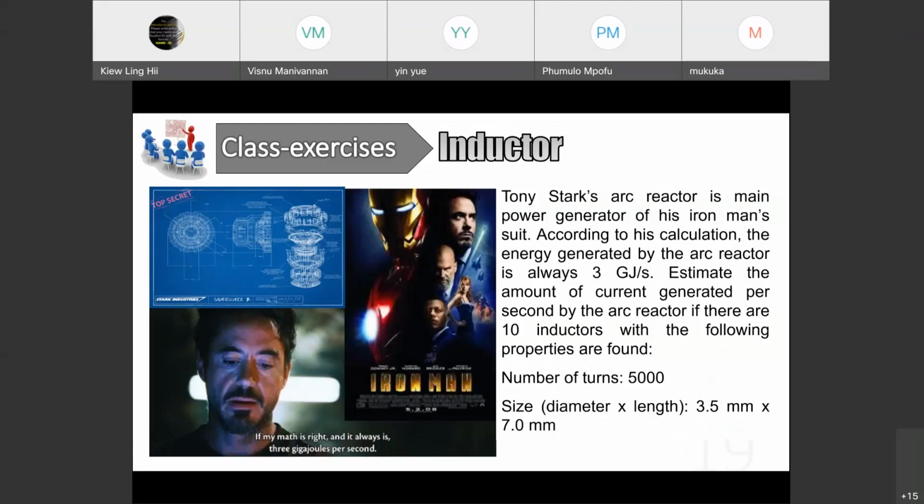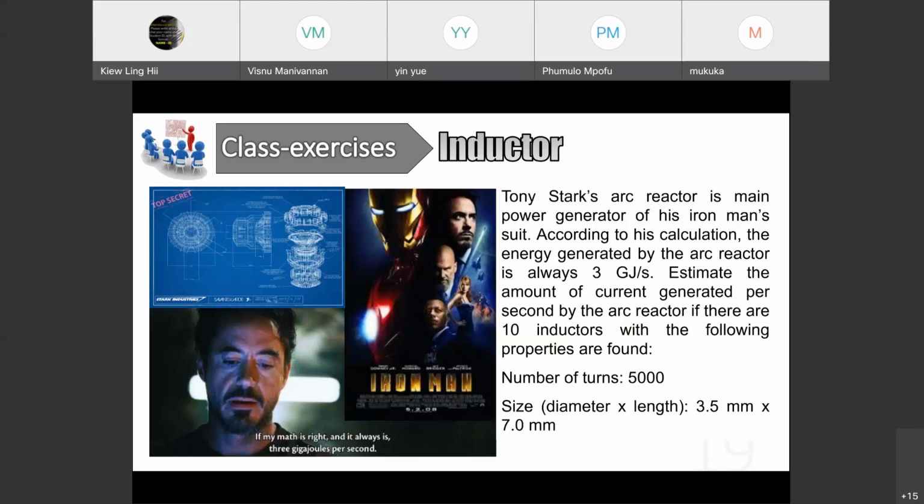Now, if you watched Iron Man 1, when Tony Stark was being kidnapped in order to build weapons for the terrorists, he did something secretly in order to make his Iron Man suit. In his conversation with another doctor, he mentions that if his math is correct, the total energy generated by the arc reactor will be 3 gigajoules per second.